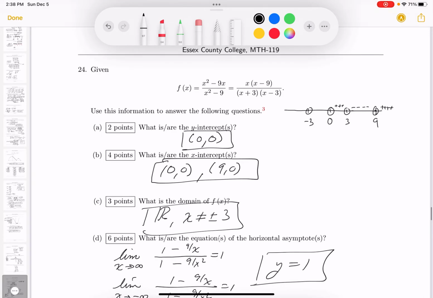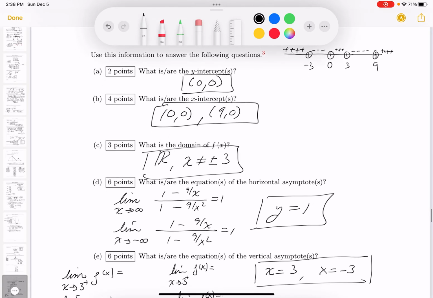So overall, it's negative. I would take a number below minus 3, like minus 10. On top, you get negative times a negative, positive. On the bottom, you get negative times negative, which is also positive. So positive overall. Now, someone says, why would you have done that? It helps me with the signs.